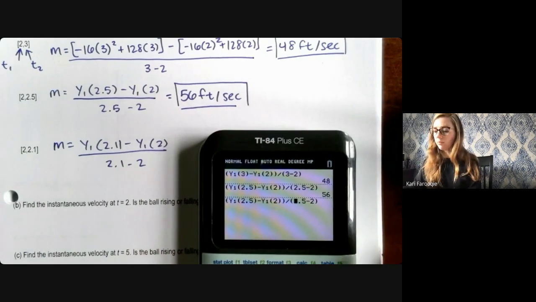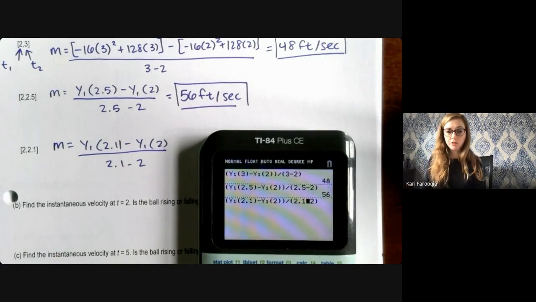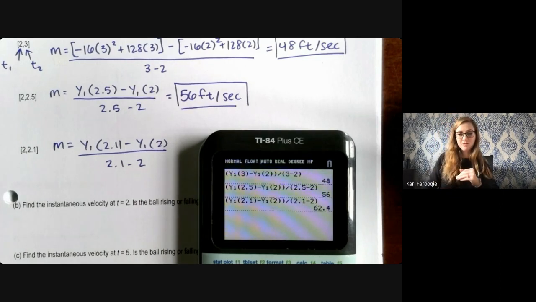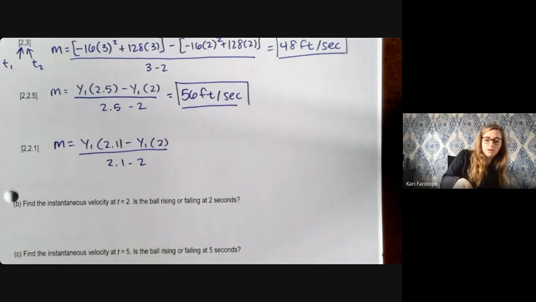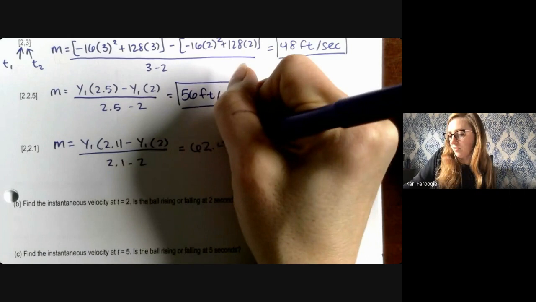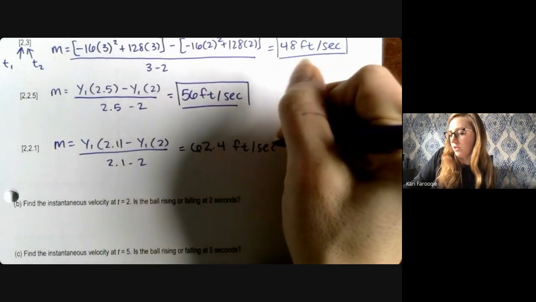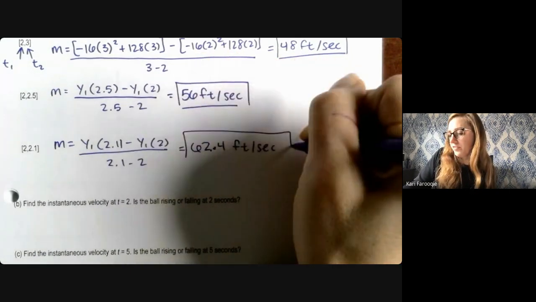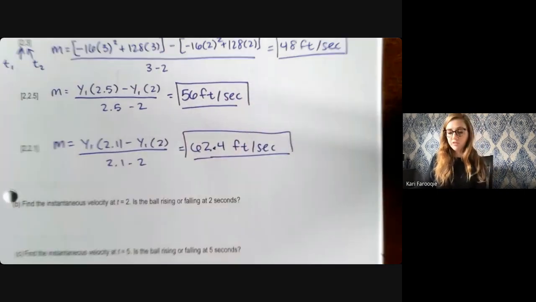Second entry, I'm going to swap out the 2.5 with a 2.1. And it's still pulling up that same function I entered in y sub 1. If you didn't enter that correctly, all these values will be wrong, so make sure that that's correct. And you get 62.4 feet per second. So it did indeed increase.